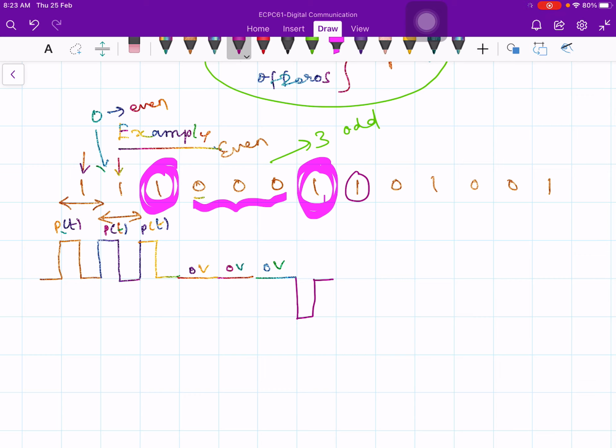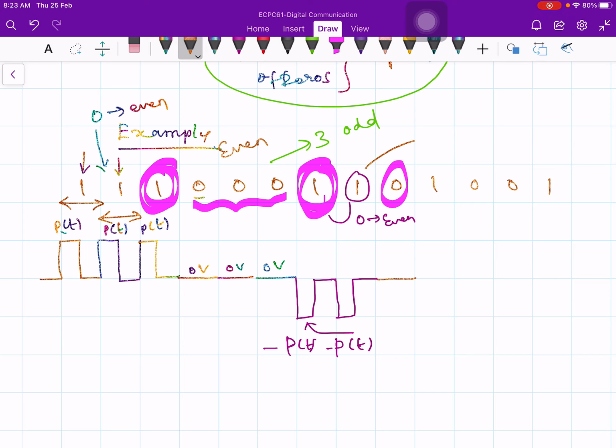And then again you are getting 1. So in between 1 and 1, these two ones, how many zeros are there? 0 number of zeros. And this 0 is an even number. Therefore, no change in the previously transmitted pulse. You transmit as it is, minus P of t. Minus P of t. And here you have 0. So transmit no pulse.